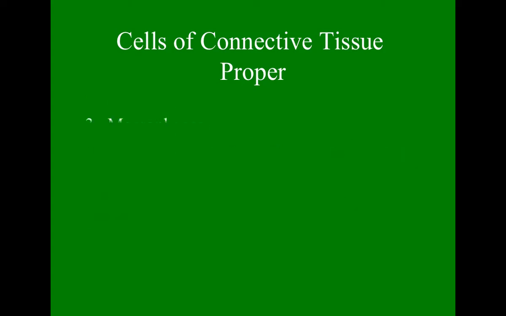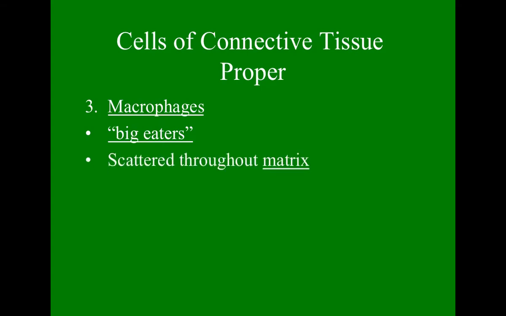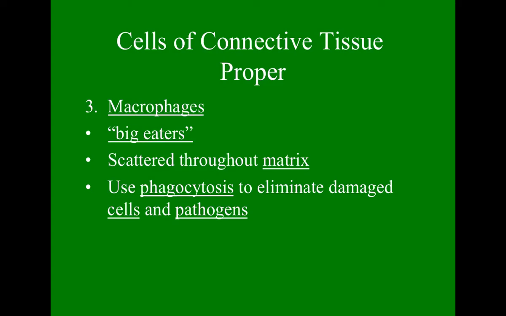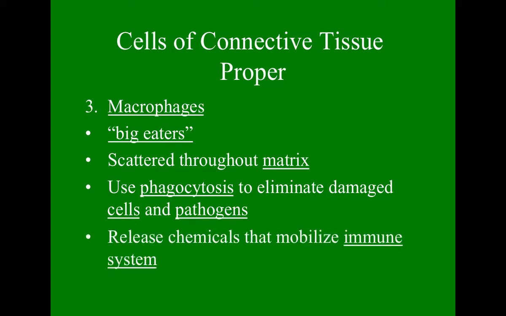The third type are the macrophages. These are what we call the big eaters. Macro means big, and phage, like from phagocytosis, means to eat. These are scattered throughout the matrix, and they use that process of phagocytosis, like from their name, to eliminate both damaged cells as well as pathogens that may be present. They release chemicals that help to mobilize the immune system. So in other words, if there's something there that shouldn't be there or is damaging the cells, it helps call in the immune system to fight whatever is there.